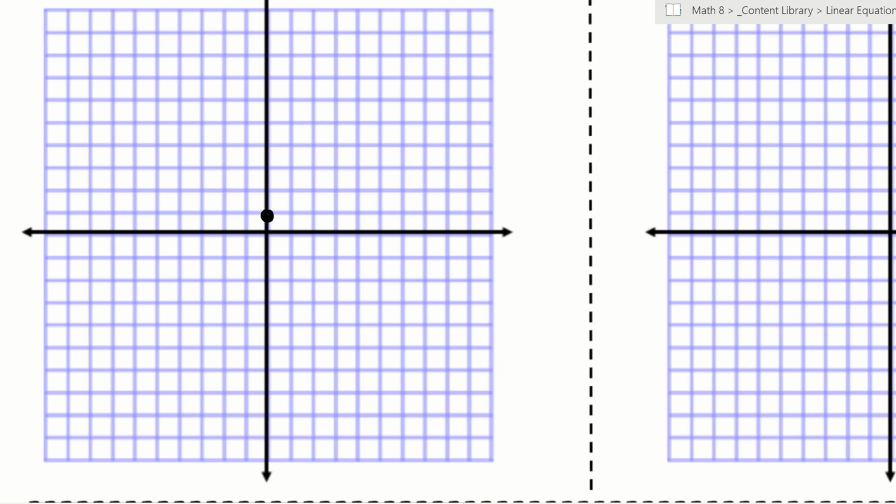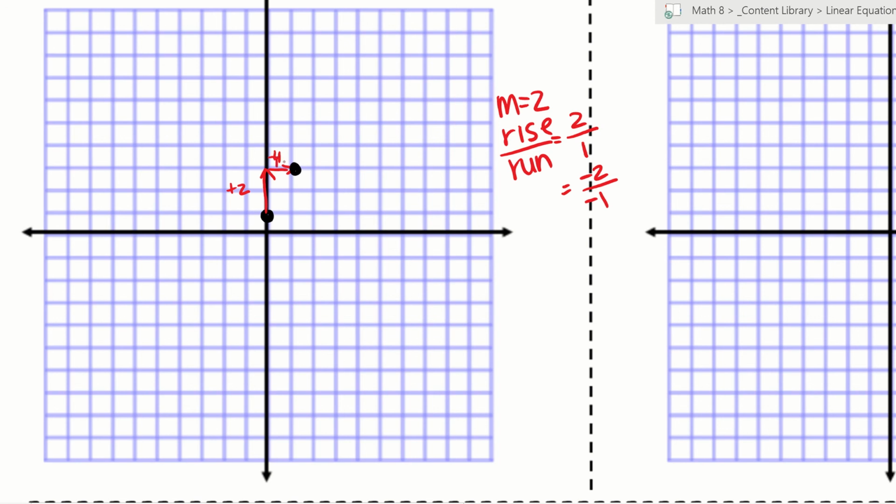When the m is 2, we have rise over run, right? So that means it could either be 2 over 1 or negative 2 over negative 1. So let's see if we go up 2 and over 1. That should be where my next point is. Right there.